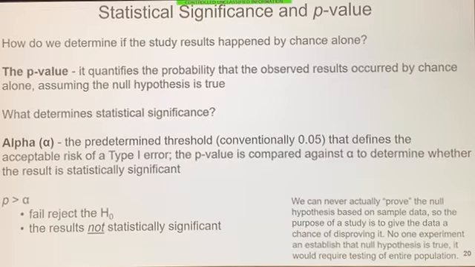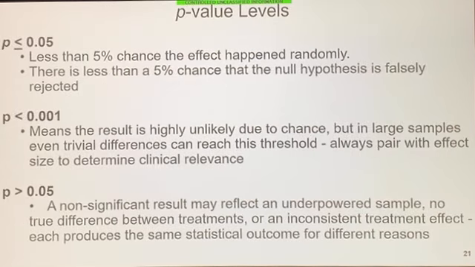Make sure that you don't use definitive language, because you cannot use definitive language in a sampling study. You didn't test the whole population, so you don't know whether that is true for the entire population. Again, there are levels to p-values.